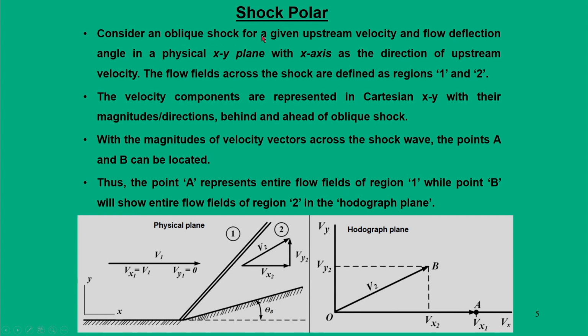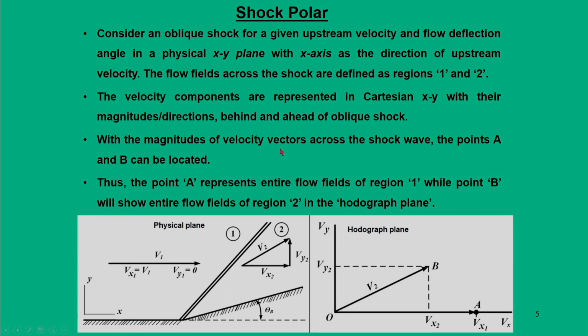So, consider an oblique shock for a given Mach number or velocity and flow deflection angle in the xy plane, with the x axis in the direction of the free stream velocity, and the flow field across the shock wave defined as regions 1 and 2. The velocity components are represented in Cartesian xy coordinates with their magnitudes and directions, representing the flow behind and ahead of this oblique shock.